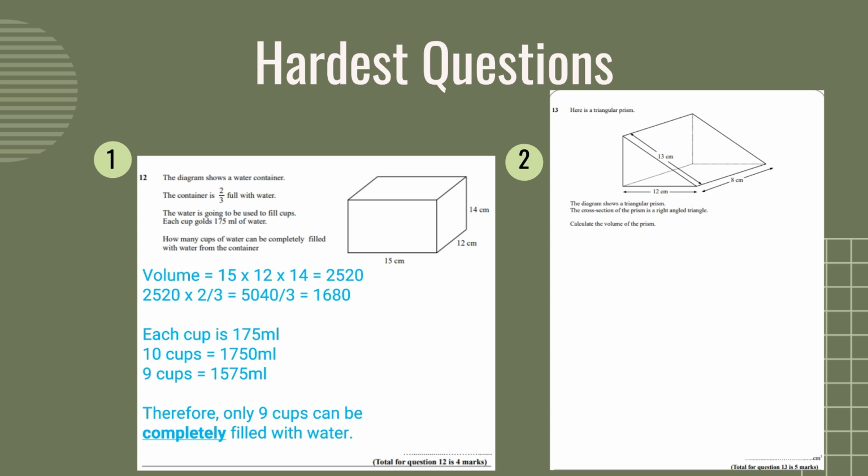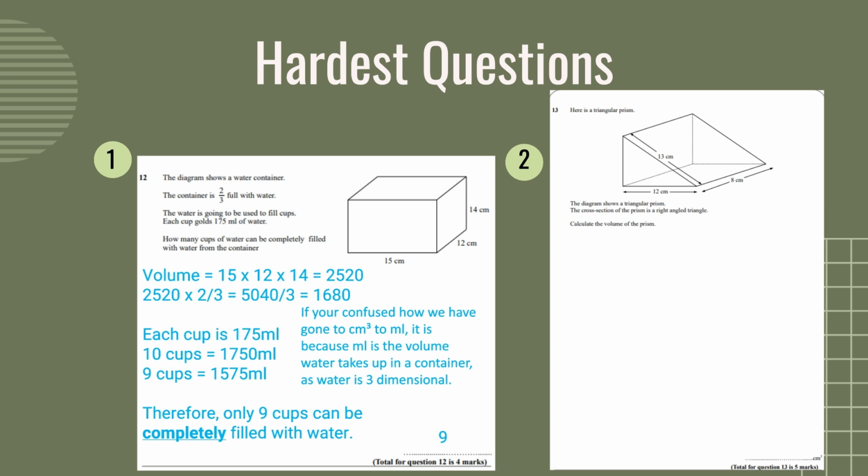As it stated before, each cup can hold 175 milliliters, meaning 10 cups would be 1,750 milliliters, and 9 cups would be 1,575 milliliters. As we can see, 1,680 lies between both of these two numbers. It's smaller than how many it would take to fill 10 cups. Therefore, only 9 cups can be completely filled with water. So our final answer would be 9, because this is how many can be completely filled with water.